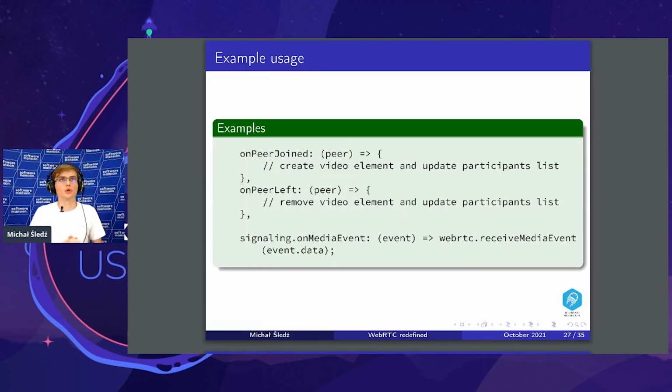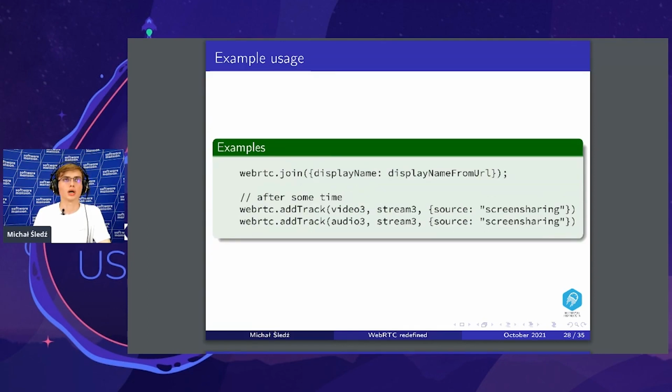We also specify on peer joined and on peer left callbacks. So whenever some peer joins or leaves, we can update, for example, our participant list. And whenever we receive some media event on our signaling, we just pass this to our WebRTC instance. So after specifying this callback, we need to call WebRTC join. We pass here our display name. Yeah, and that's pretty much it.